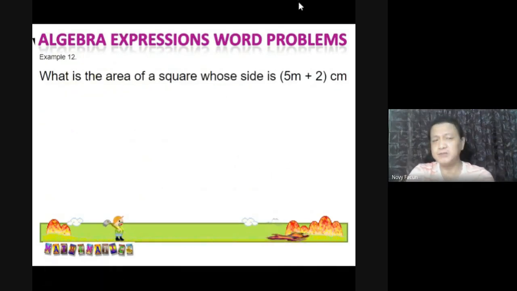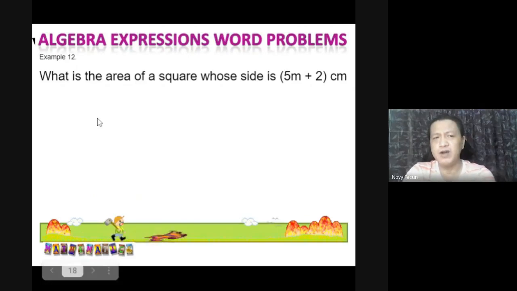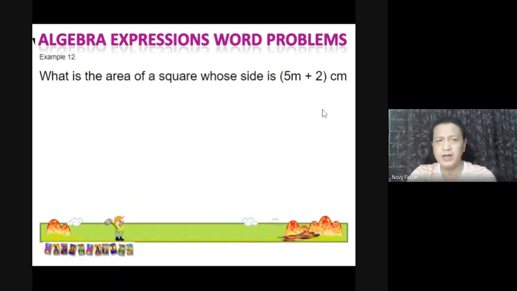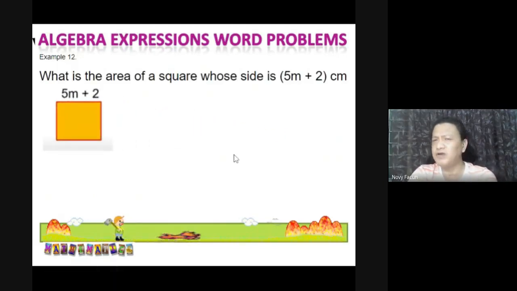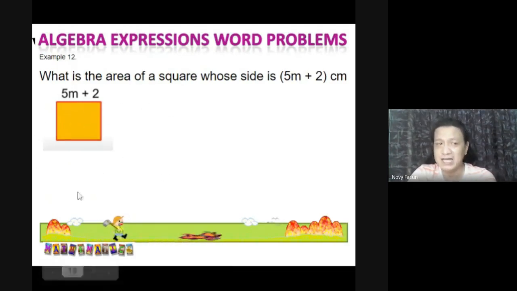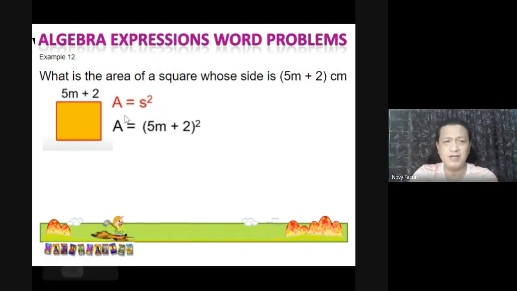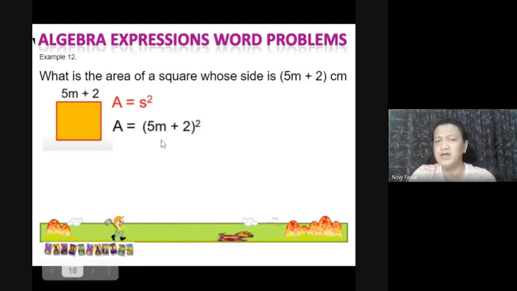Okay, so for the last problem, what is the area of the square whose side is 5m plus 2 centimeters? So you have to apply the formula, and this is the figure of that. We have the square, so meaning to say they have the same sides. And the formula is A is equal to s squared. This is the side, meaning square lang natin. And substitute natin the 5m plus 2 squared. And then you have to think of the special product that we are going to apply, and that is the square of a binomial.